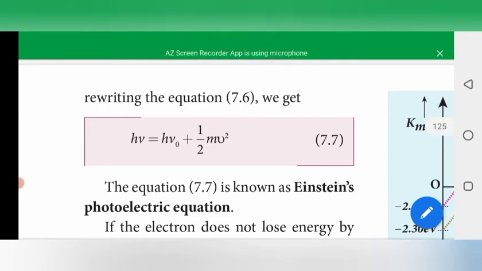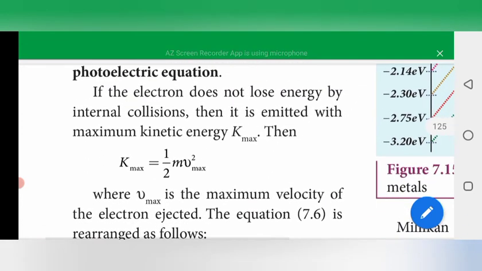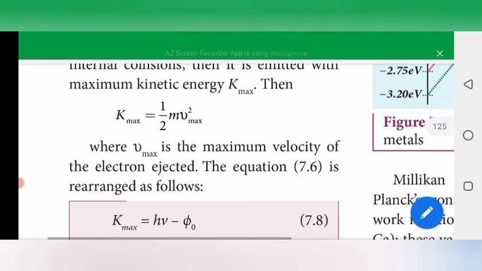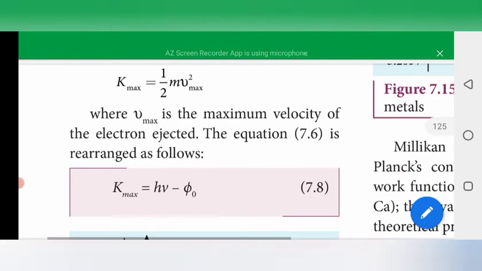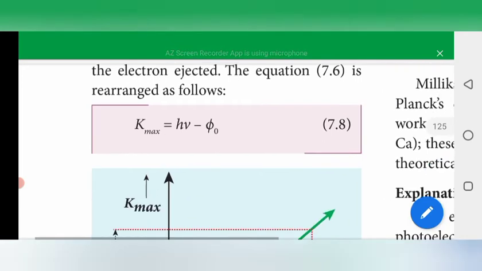Here h nu is the photon energy, and h nu naught is the photon energy at the minimum, threshold frequency at which the electrons can come out, and the electrons also gain the kinetic energy half m v square. Half m v square is considered as K, the maximum kinetic energy. V max is the maximum velocity of the ejected electrons. So to find the kinetic energy, kinetic energy is equal to h nu minus phi naught. You know that phi naught is equal to h nu naught.